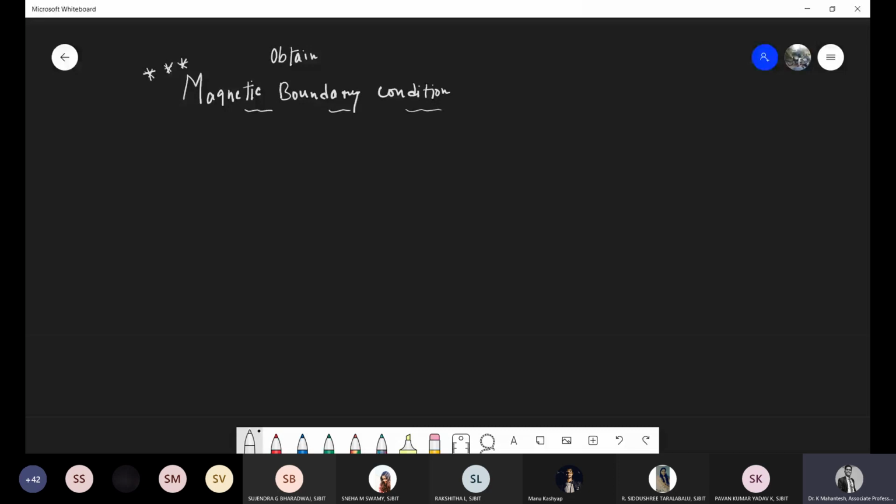Let us have a boundary. Just assume this as a boundary which separates two magnetic mediums. I'll call this as mu1, the magnetic permeability of medium 1, and this region as mu2. So this is one region which belongs to mu1 magnetic material, and this is mu2 magnetic material, and you could see a white boundary separating these two regions.